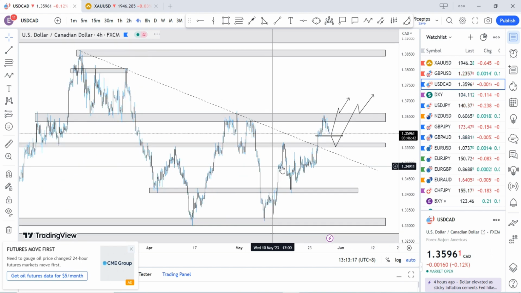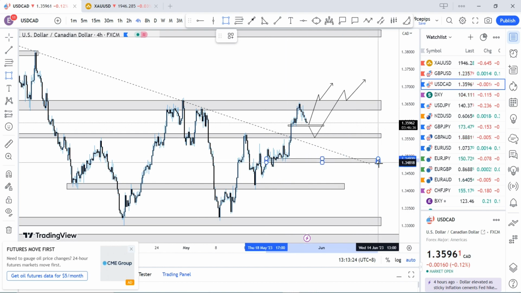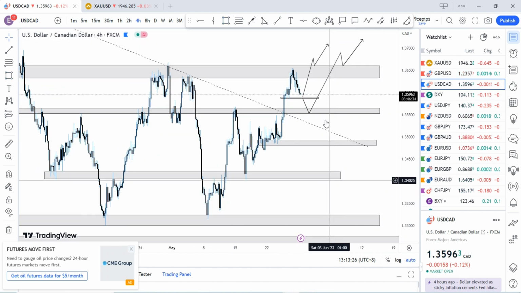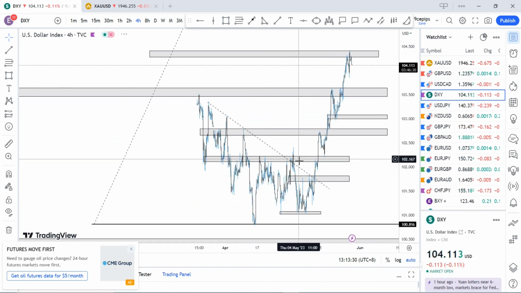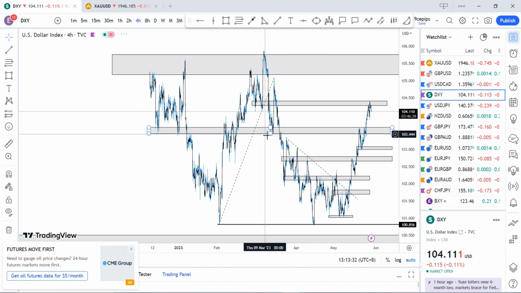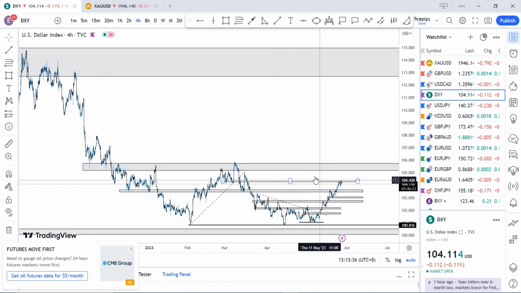Also, not to put out of consideration price maybe wanting to come back all the way to these regions. Price can be crazy at times, so we'll put that into consideration and let's see how that plays out. Okay, and lastly, over here on the DXY, it has been very bullish, and my anticipation is that price will retest the regions of 105.